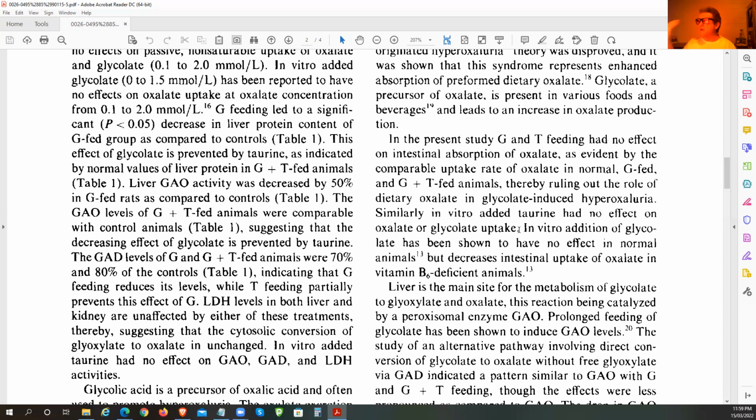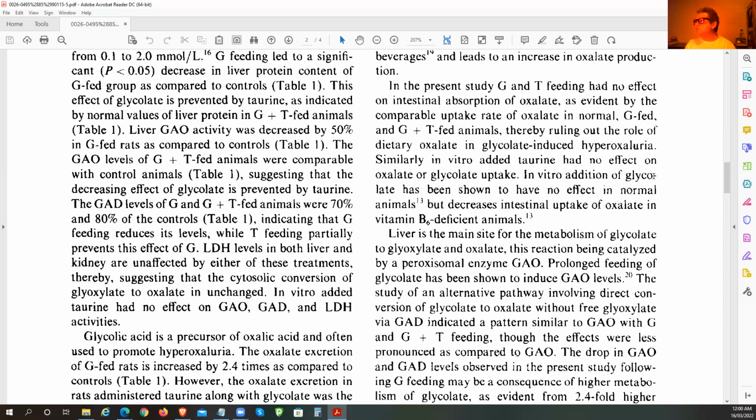So there's a sort of amount, and they didn't really see that there is a massive amount. Obviously, that stuff will probably be more of an issue in the gut than anything else, but it doesn't seem to be getting into the circulation, which is quite interesting that they didn't see that. In vitro addition of taurine to glycolate has been shown to have no effect in normal animals, but decreased intestinal uptake of oxalate in vitamin B6 deficient animals.